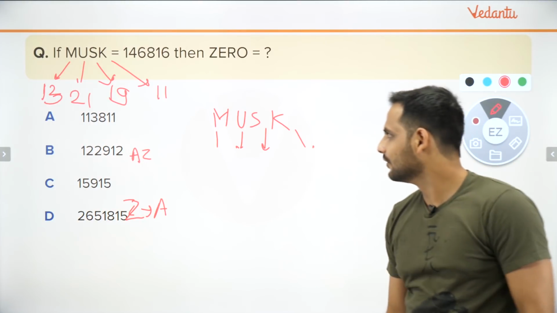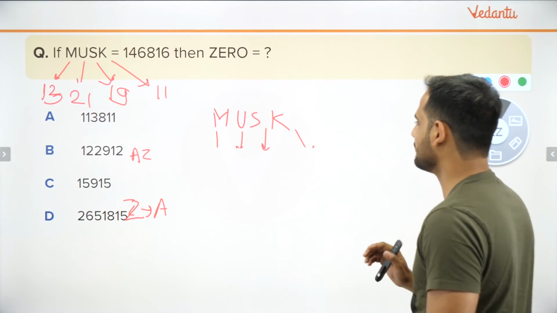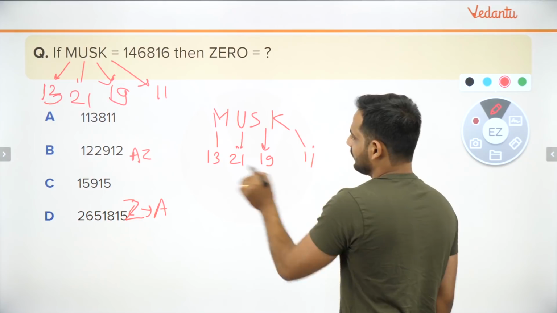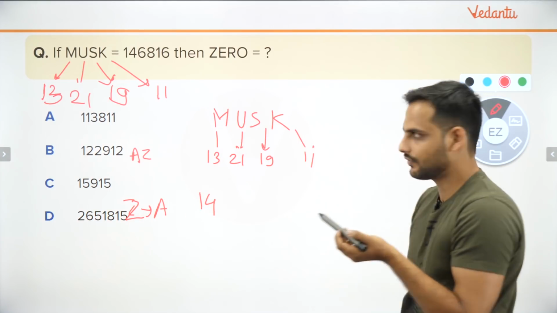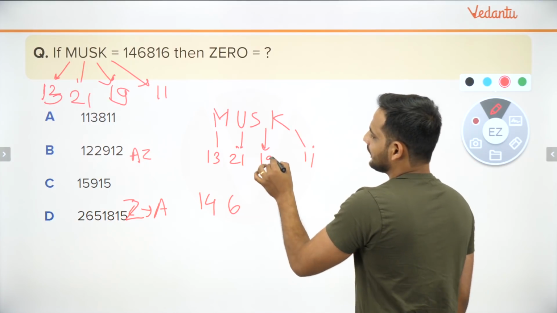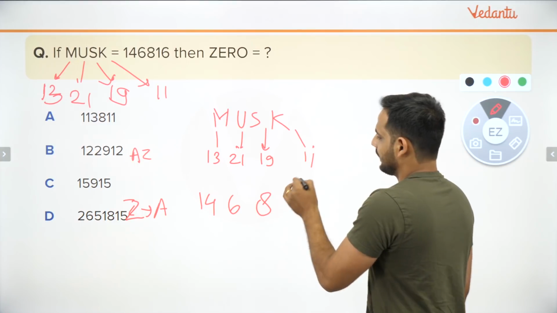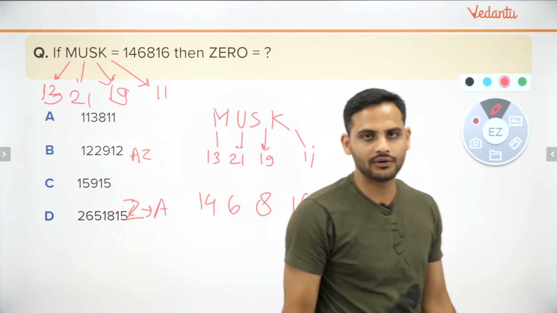So actually the U is 21, the S is 19. Now it will be correct. So 13, 21, 19 and 11. This will become 14, and 26 minus 21 is equal to 5, 5 plus 1 is 6. 19, 26 minus 19 is equal to 7, 7 plus 1 will be 8, and this will be 16. So 1, 4, 6, 8, 16. So this is the reverse value of those given.